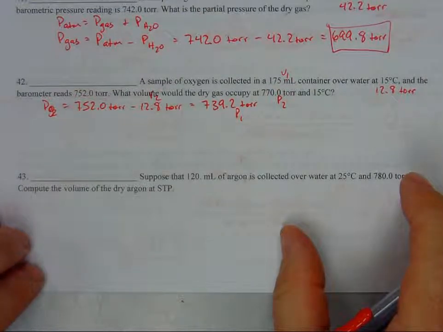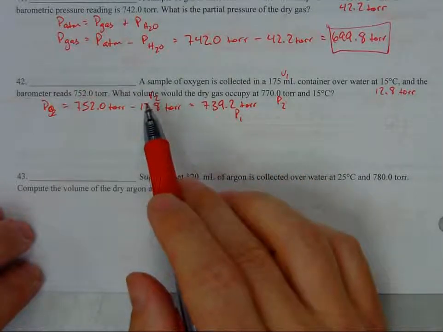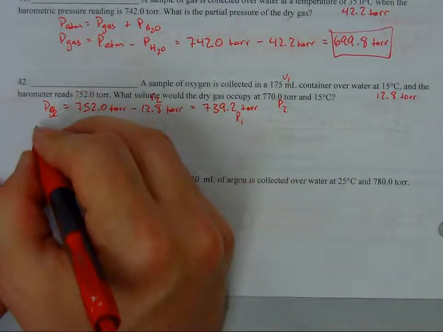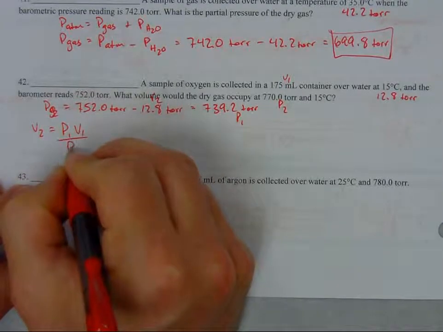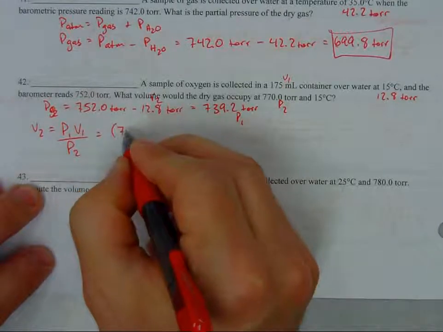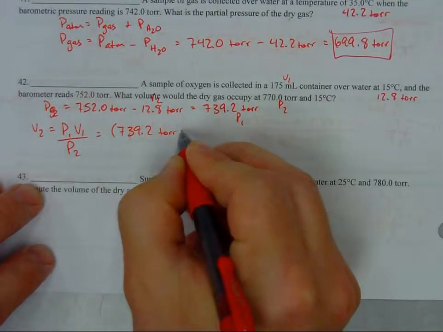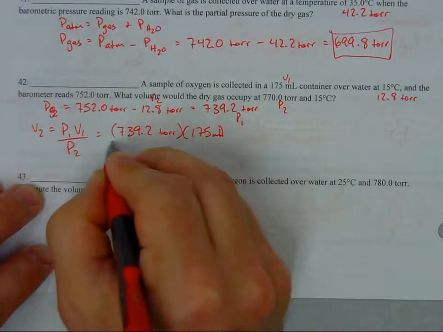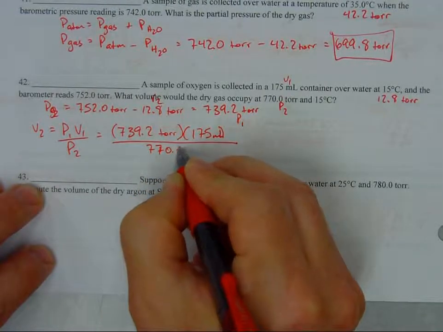Which gas law has temperature remaining constant and uses two values for pressure, two values for volume? That's Boyle's law. So we're going to rearrange Boyle's law to solve for V2. And we can plug in the values that we just generated. Now we had to generate this value for P1, 739.2 torr. So the question gave us the 175 mL. And the question also gave us the 770 torr.